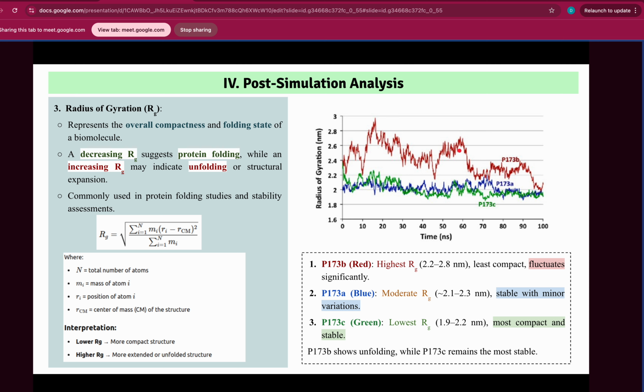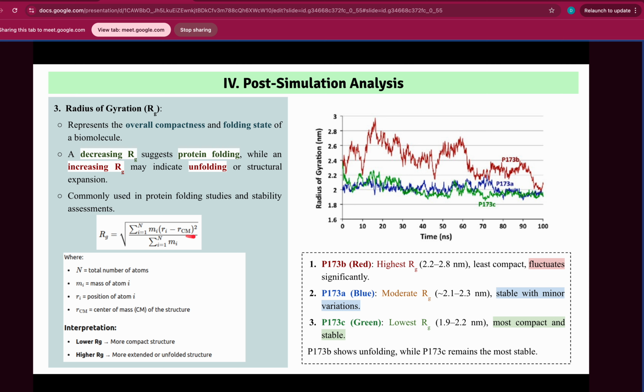So this means this is a highly flexible protein, whereas these two are compact and folded, with the blue one showing minor variations. And this is the formula to calculate radius of gyration. It takes into consideration the total number of atoms. For all the atoms, we calculate the radius of gyration, where m is the mass of the atom, r is the position of the atom, and rcm is the center of mass of the structure.